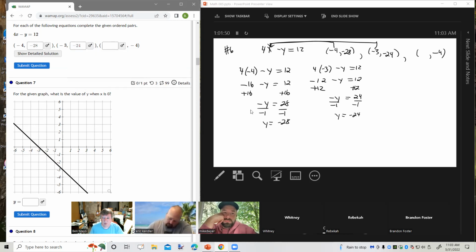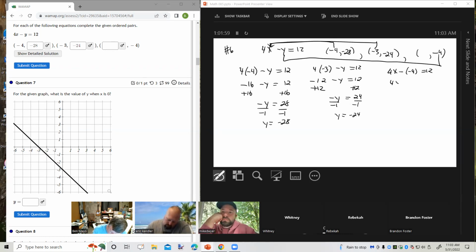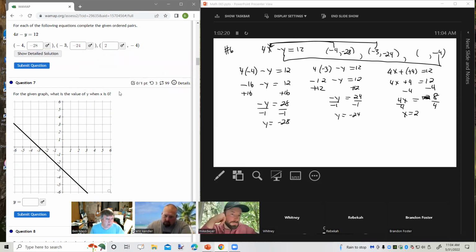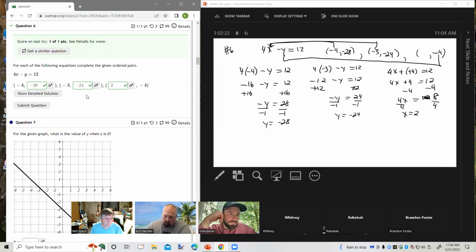And finally, y is -4. So we get 4x minus -4 equals 12. Subtracting a negative is like adding a positive, so 4x plus 4 equals 12. Subtract 4 from both sides: 4x equals 8. Divide by 4, x equals 2. And there we go. All right.